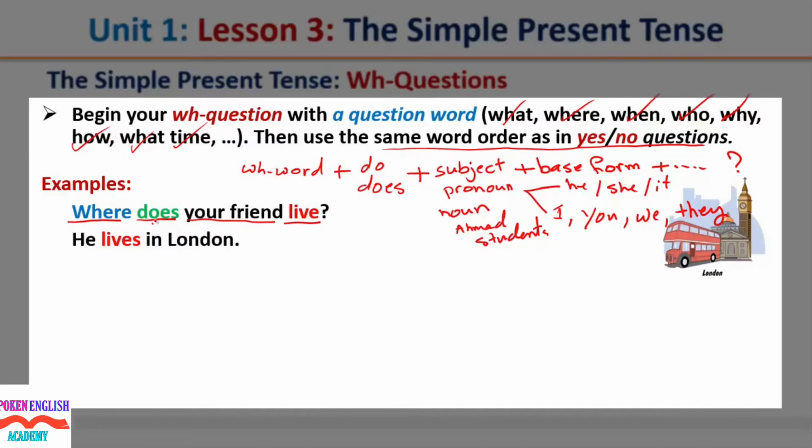Notice here that when we use does, we don't add s to the verb. Okay, so don't say lives, or don't use the s. So you have to delete the s. We have to use live.